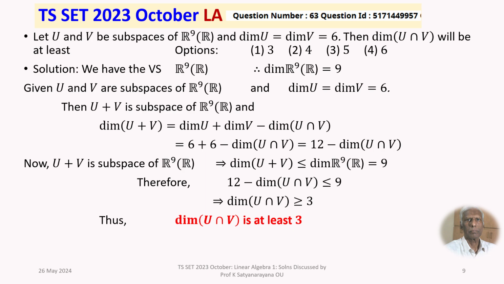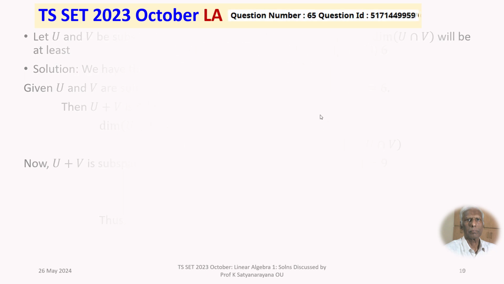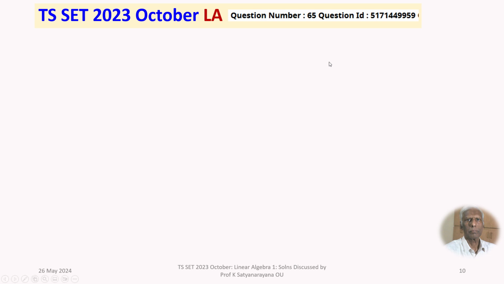So where is the option? The option appears against option 1. Therefore, the answer to this question is option 1. That is the detailed discussion of the solution of this problem. Let's now move to the next question, question number 65, and it is the last question in this discussion.